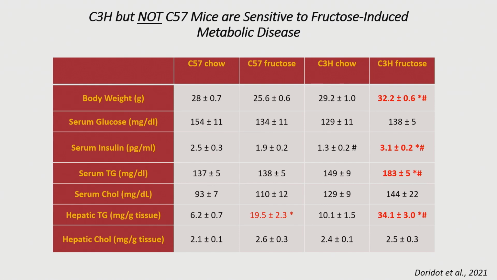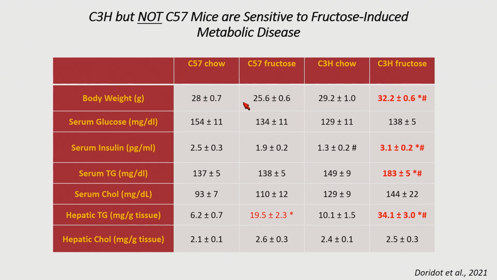And this is published data. This is just taking C57 mice versus C3H mice. These are wild-type mice purchased from Jackson, put on a 60% fructose diet. I think this was a 10-week time point where this data is shown. And you can see that the C57 mice on fructose, they haven't gained any weight.